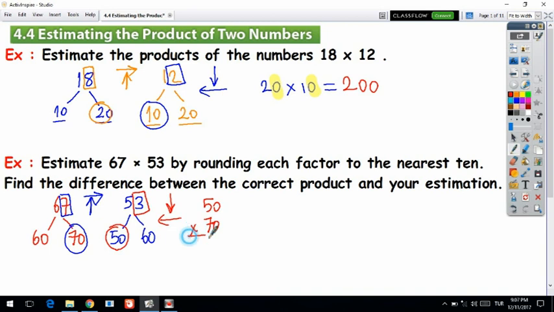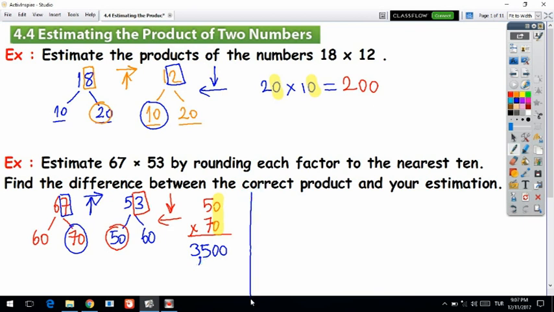Now let's multiply 50 times 70. We have an easy way to multiply them. First of all, we close the zeros at the end of the number. Okay, now let's close them. So 5 and 7 are left. Now let's multiply. 5 times 7 is equal to 35. Also we have two zeros. Let's bring them to the result. So 3,500. This is the estimation.